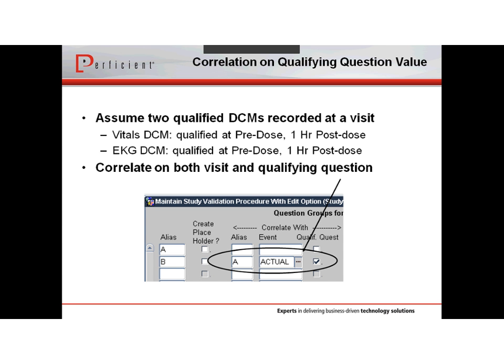We have 2 qualified DCMs. You're going to correlate on qualifying question value. Again, we can correlate both on event and qualifying question. So in this case we have a vital DCM qualified at pre-dose and 1 hour post-dose, and an EKG DCM qualified at pre-dose and 1 hour post-dose. We want to correlate on both DCMs. We want to compare the vitals information with the EKG information at the same time relative to the dose, either both pre-dose or both 1 hour post-dose.